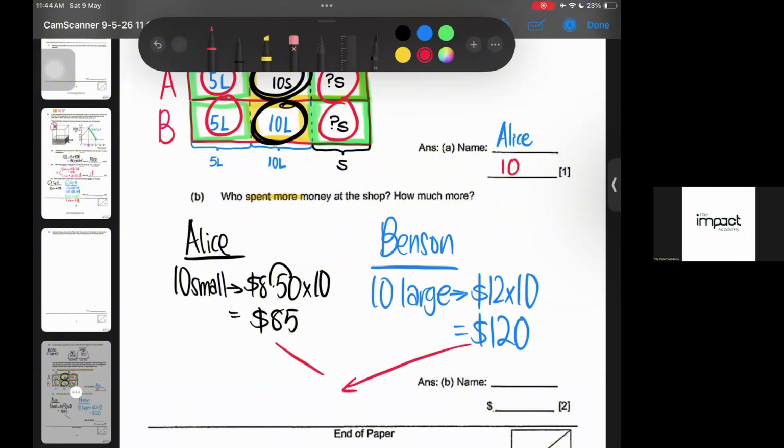This time, this and this, find the difference, right? 120 minus 85. We get to $35. The name is not Teacher Joseph, please. Who actually spent more? By the name of Benson. Okay, Benson spent more, and that's all I have for you for this paper. Bye.